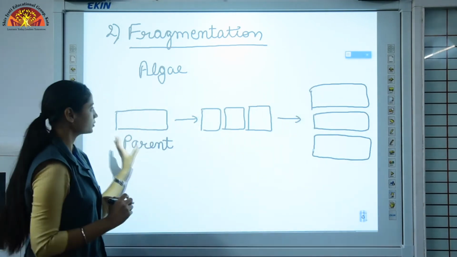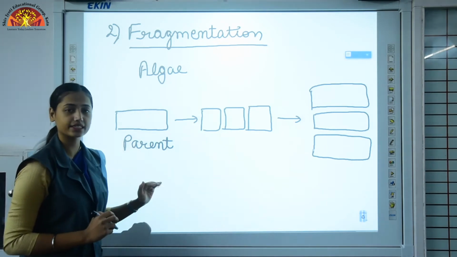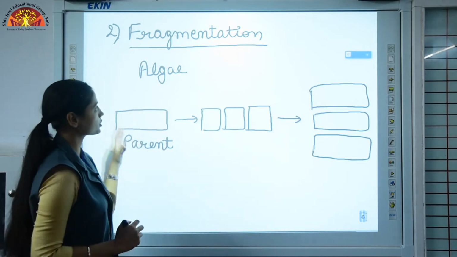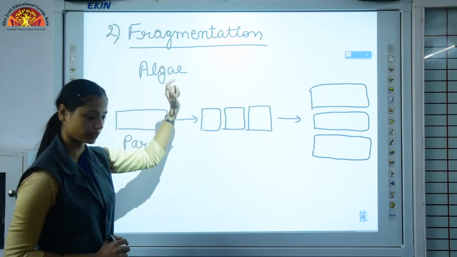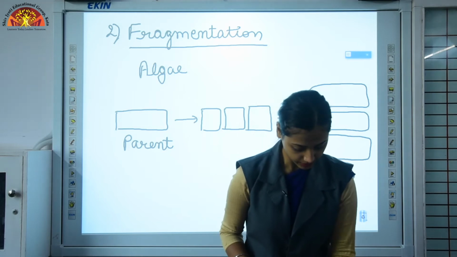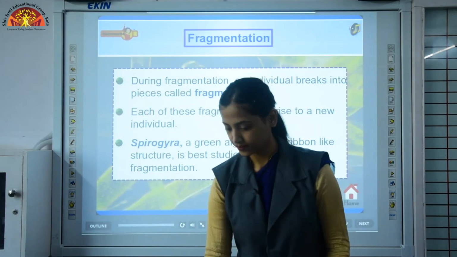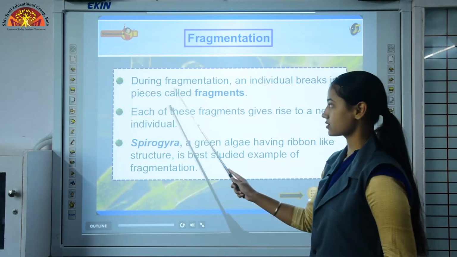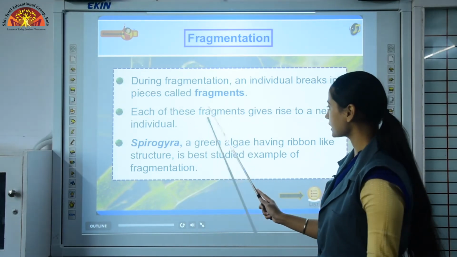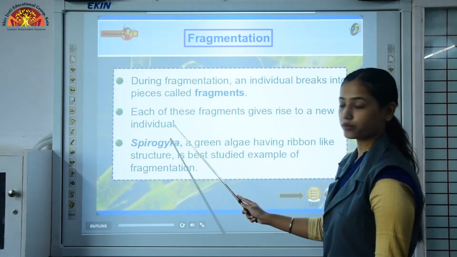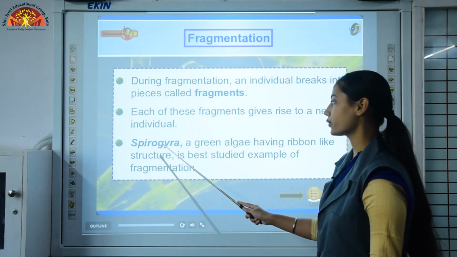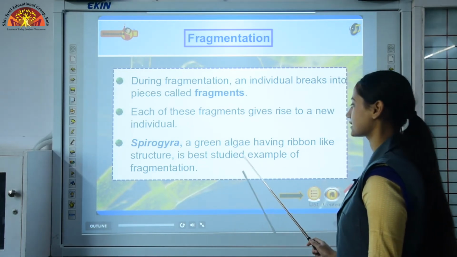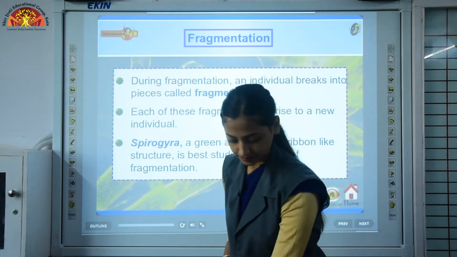So out of one parent algae, how many new offspring are we getting? Three fragments. So this process is known as fragmentation. Is it clear what fragmentation is? During fragmentation, an individual breaks into pieces called fragments. Each of these fragments gives rise to a new individual. Example, Spirogyra, a green algae having a ribbon-like structure, is the best studied example of fragmentation.